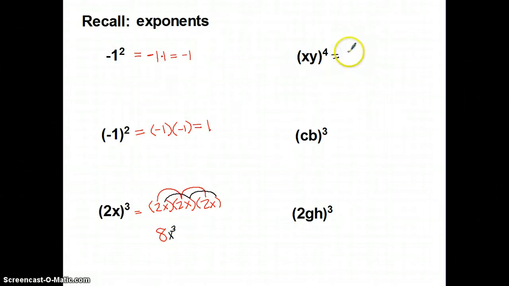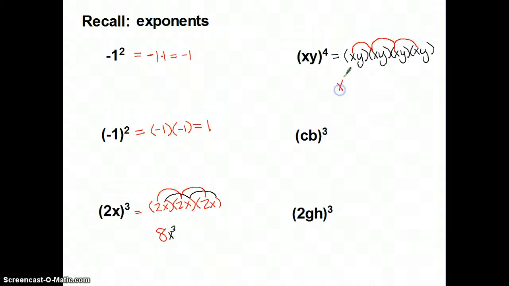Similarly with xy to the fourth, all of that xy is being raised to the fourth power. So I have xy times xy times xy times a fourth xy. Multiplying all of my x's together, I have 1, 2, 3, 4, giving me x to the fourth power. Multiplying the y's together, I have y times y times y times y, which is y to the fourth power.